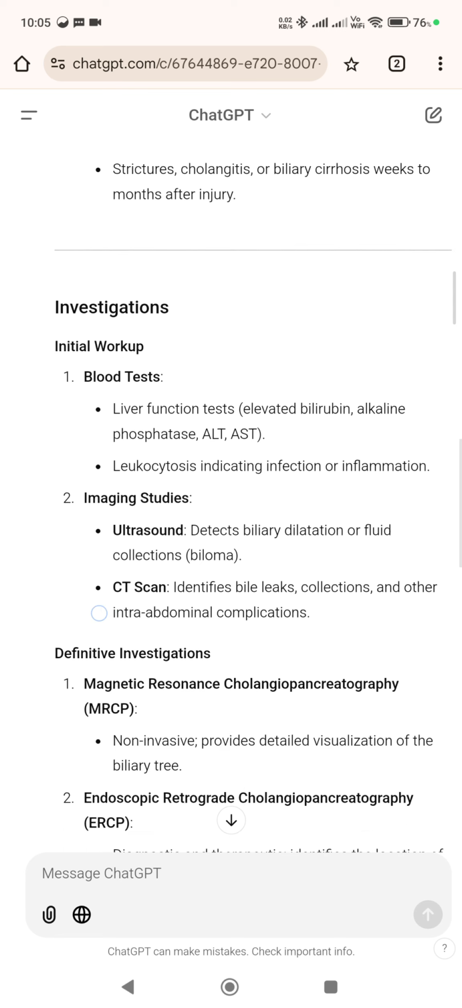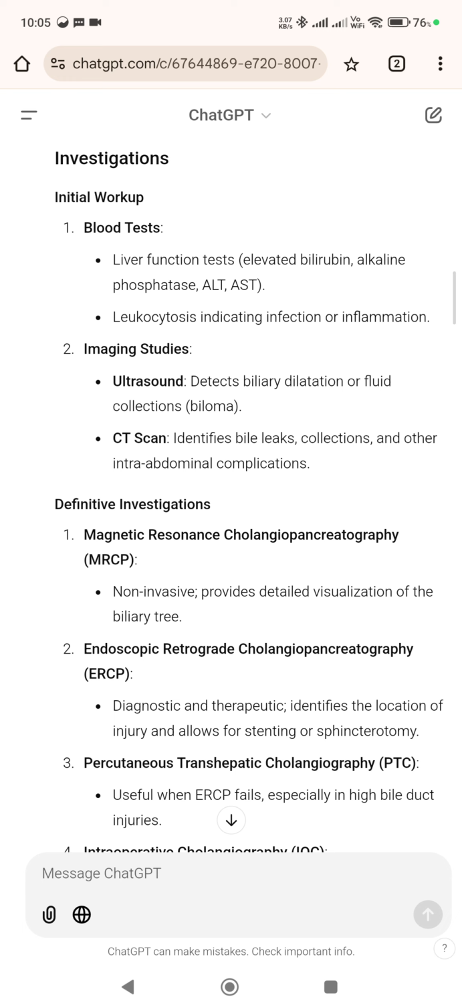Investigations. Initial workup. 1. Blood tests. Liver function tests, elevated bilirubin, alkaline phosphatase, AST. Leukocytosis indicating infection or inflammation. 2. Imaging studies. Ultrasound detects biliary dilatation or fluid collections, biloma. CT scan identifies bile leaks, collections, and other intra-abdominal complications.